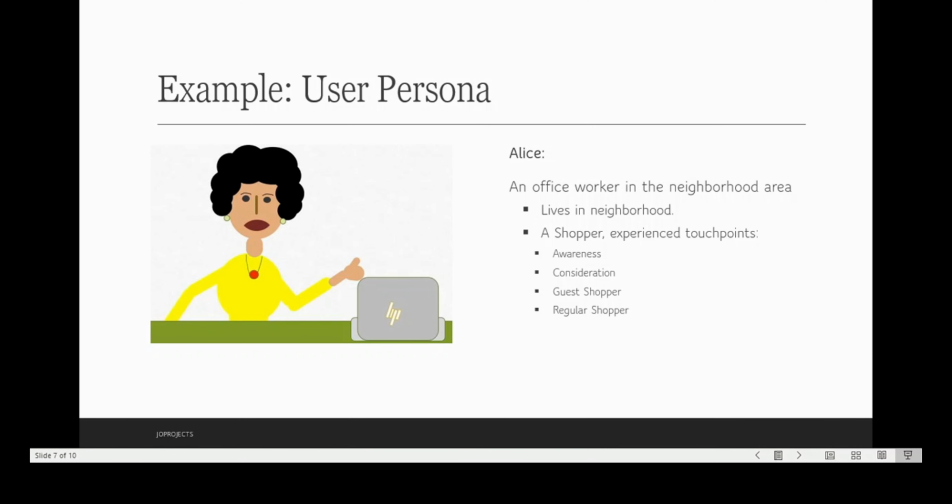One of the user persona that she has created is for Alice. Alice is a regular customer at the store. She is also an office worker at the neighborhood area. Alice has been connected with the store through various touch points. The user persona created for Alice also includes actions that she performs on each touch point with corresponding emotional indicators. It looks like we are now ready to define the customer journey map for Alice.